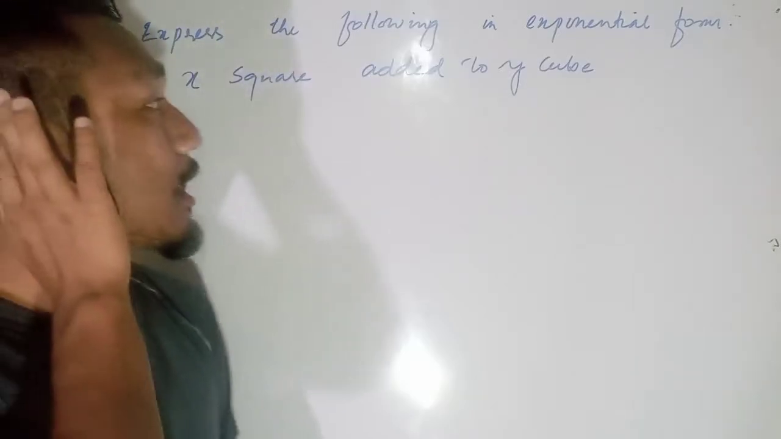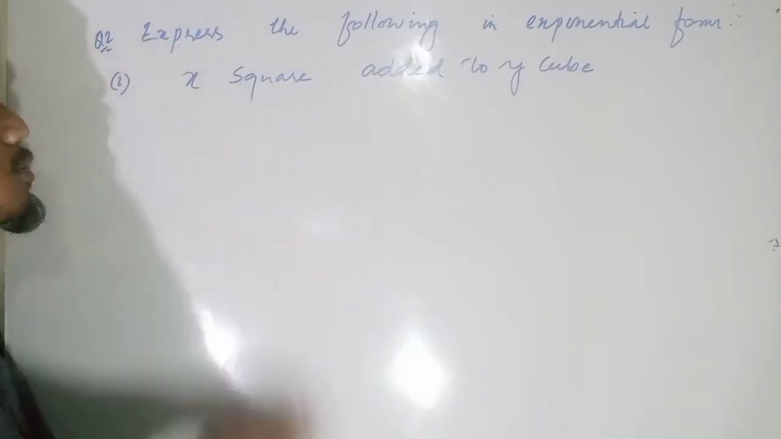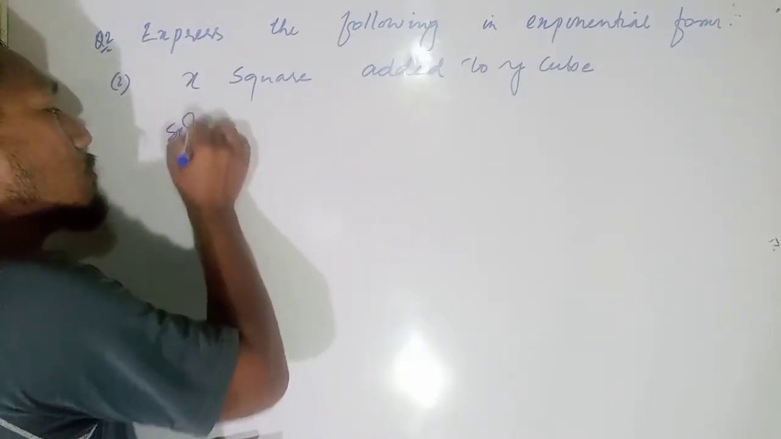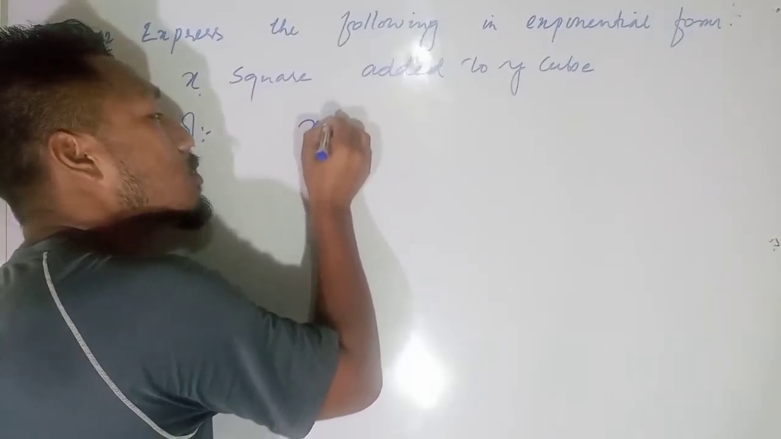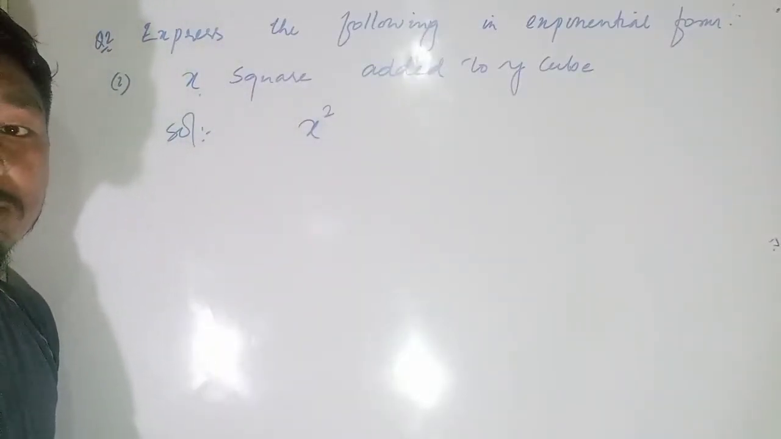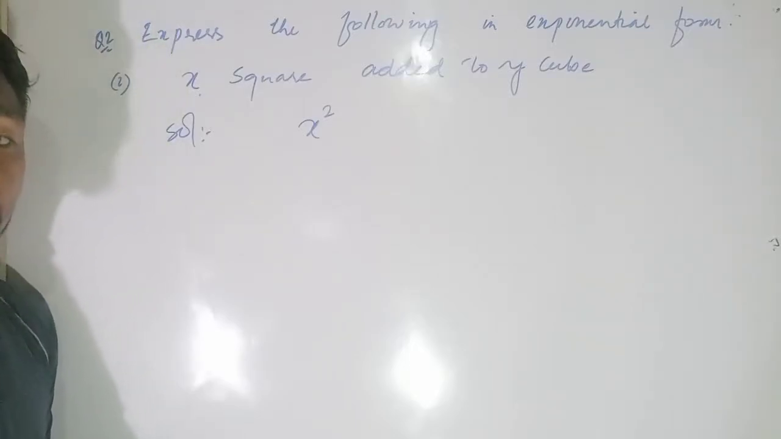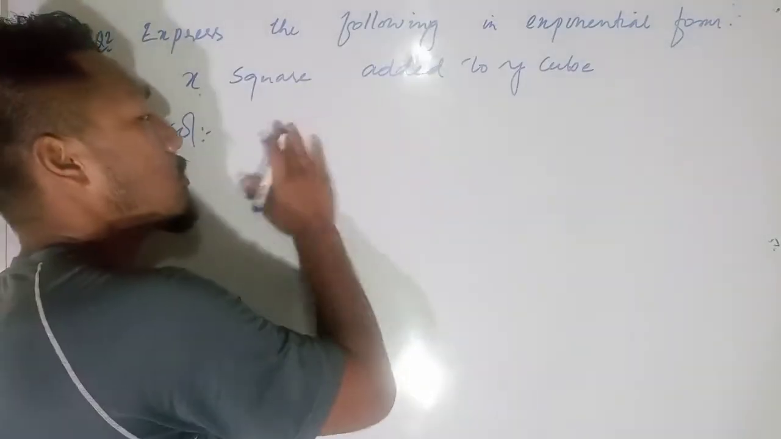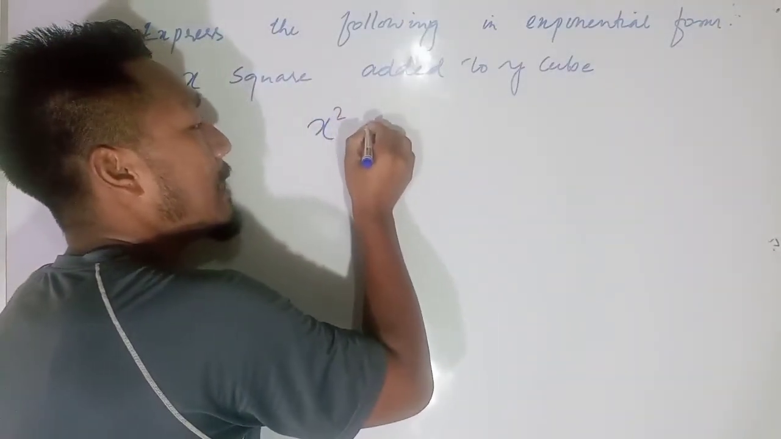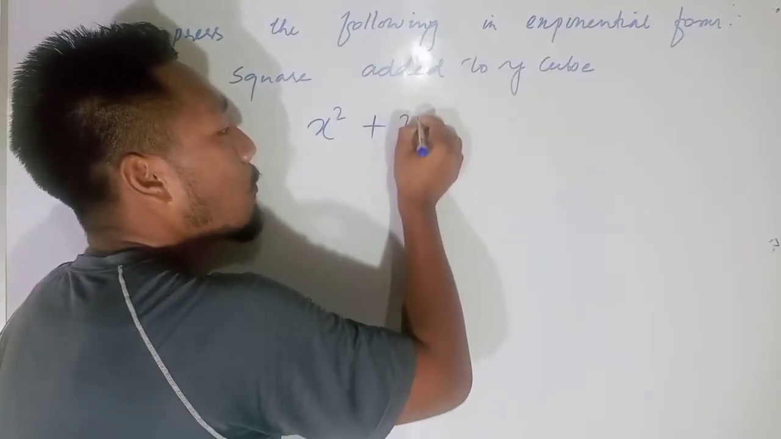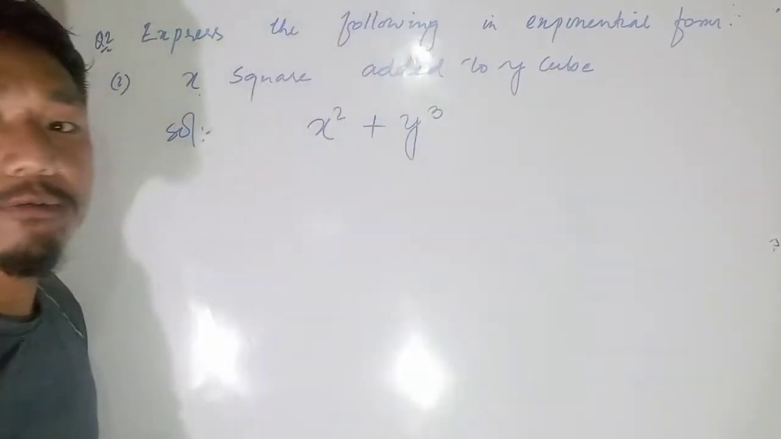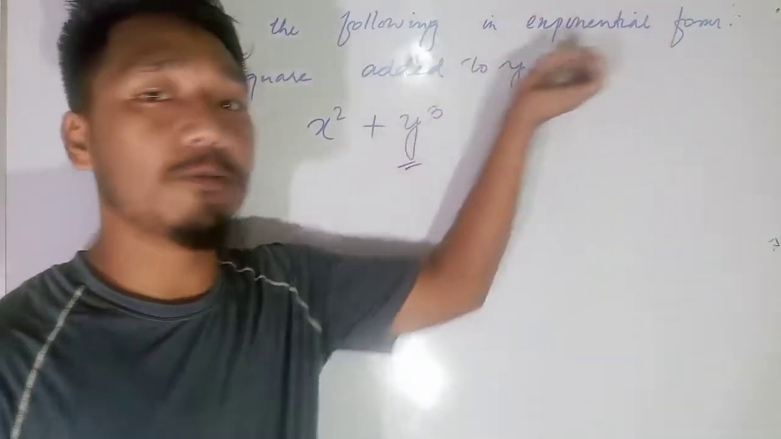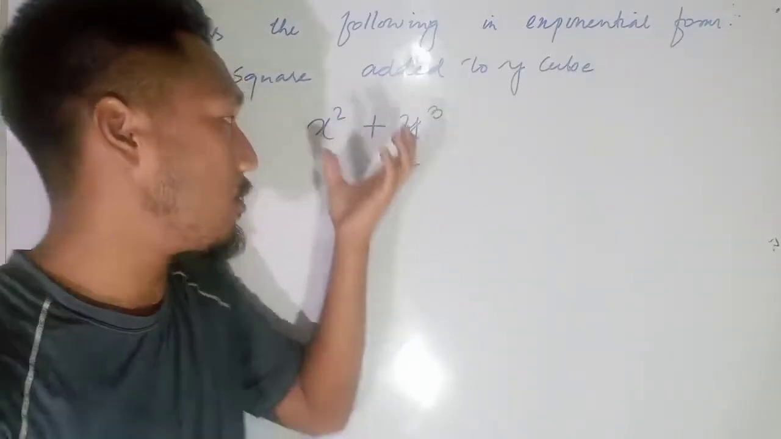Express the following in exponential form. The first question is: x squared added to y cubed. That is what we can also write as a solution. X squared means power 2. We write square as power 2. So x squared, added means plus, y cube. Cube means power is 3. So this is your first answer. We have written it in exponential form, meaning we have written it in terms of power form.